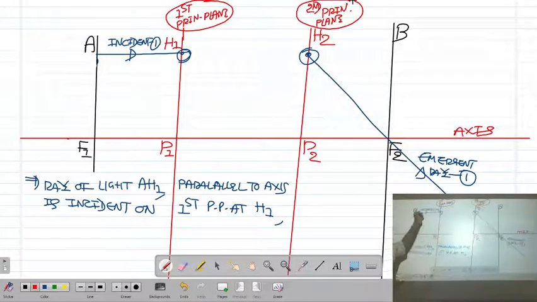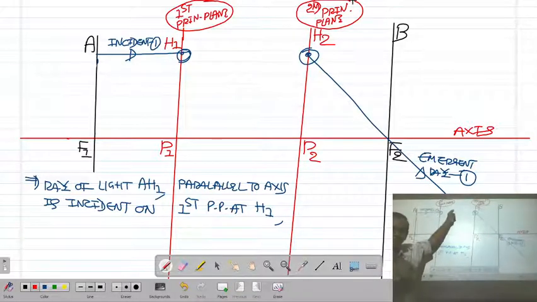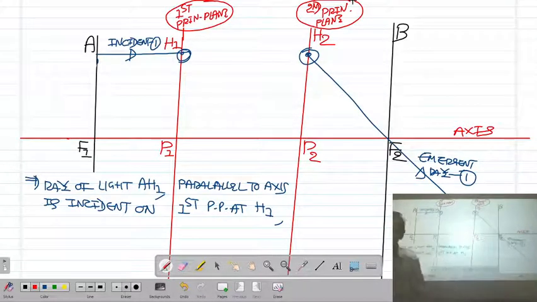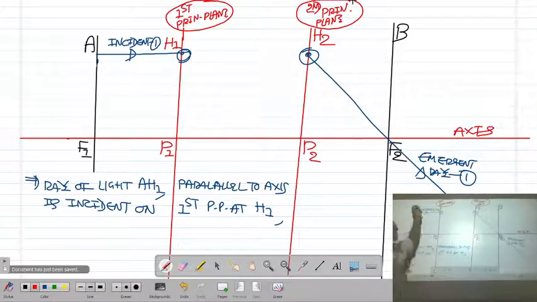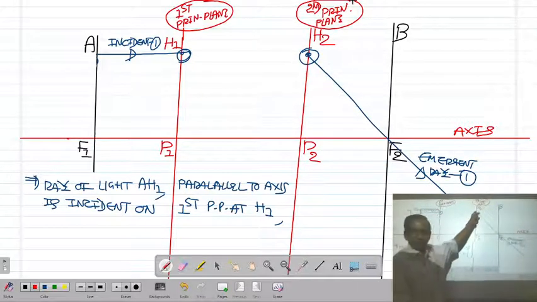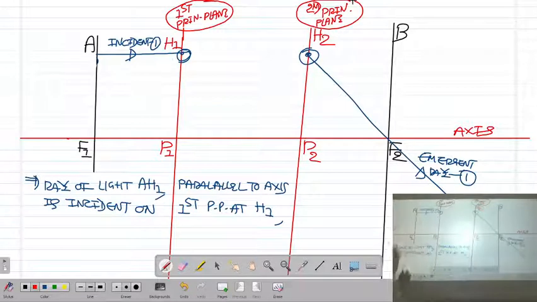So let us take a ray of light AH1, traveling parallel to the axis, incident at point H1 of the first principal plane. Now, whenever a ray of light traveling parallel to the axis is incident on the lens system, its refracted ray always passes through the focal point F2. That you know from the figure, right? So, please write. Let us consider a ray of light AH1 traveling parallel to the axis, incident at point H1 of the first principal plane. Then its conjugate ray, its refracted ray, will emerge out from point H2 and pass to the second focal point F2.